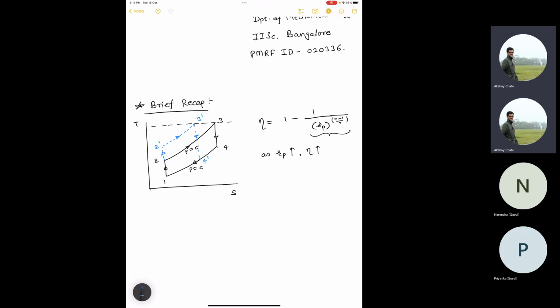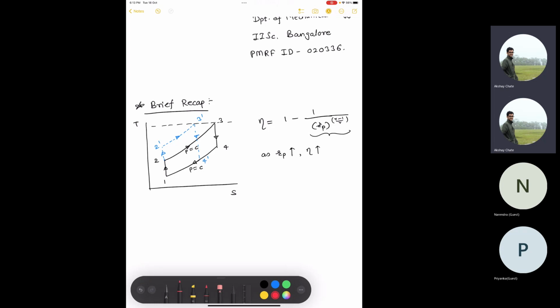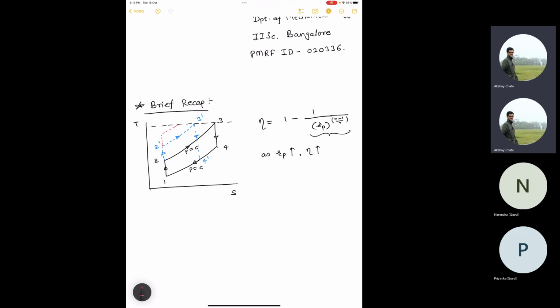But you can see, let's say you take one more compression process of this type. This will become your 2 double prime, 3 double prime, and 4 double prime. In every case, efficiency is increasing because you are increasing the mean temperature of heat addition, but the area under the curve is decreasing. So the net heat interaction is decreasing, and by the first law, since this is a cyclic process, the net work done is also decreasing. So there is an optimum pressure ratio that you should maintain, and if you increase the pressure ratio beyond that optimum ratio, it's of no use.